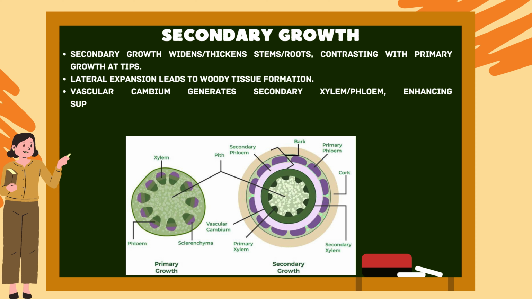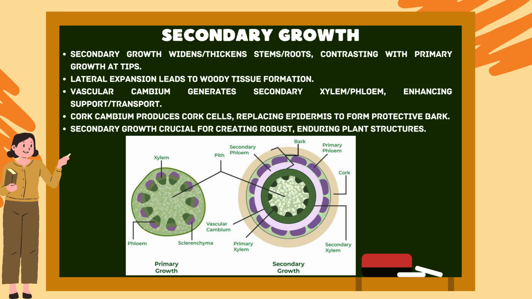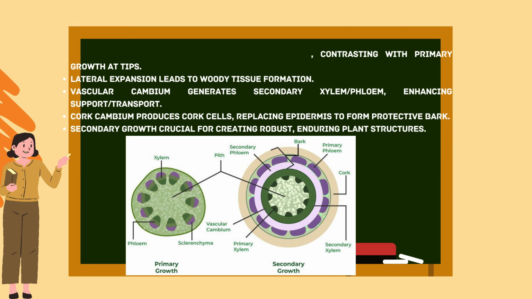Key to secondary growth are two lateral meristems, the vascular cambium and cork cambium. The vascular cambium generates secondary xylem inward and secondary phloem outward, enhancing mechanical support and facilitating water and nutrient transport. Meanwhile, the cork cambium produces cork cells to replace the epidermis, forming protective bark. The annual rings seen in tree cross-sections reveal growth patterns influenced by environmental conditions. Secondary growth is vital for creating robust and enduring plant structures.